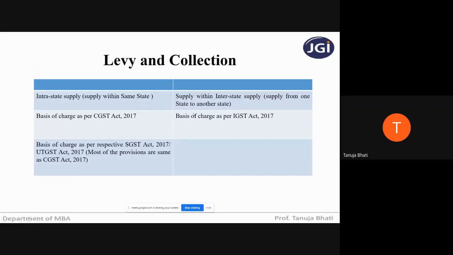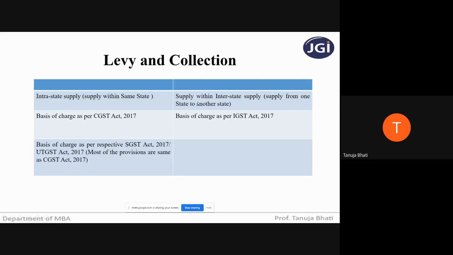So let me sum up what is levy and collection. See, levy is nothing but tax is imposed on all the intrastate supply, that is supply within the same state. Which tax is imposed? CGST and SGST. So basis of charge as per CGST Act and basis of charge as per SGST Act or UTGST Act. So levy means levy of tax. Which tax? CGST and SGST, or CGST and UTGST, only if the supply is an intrastate supply, that means supply within the same state.